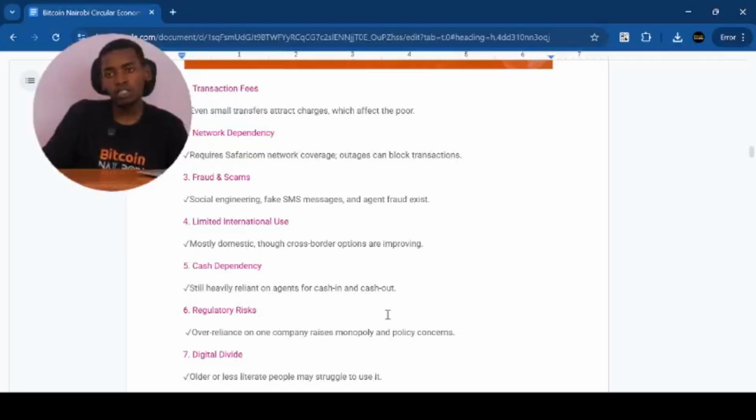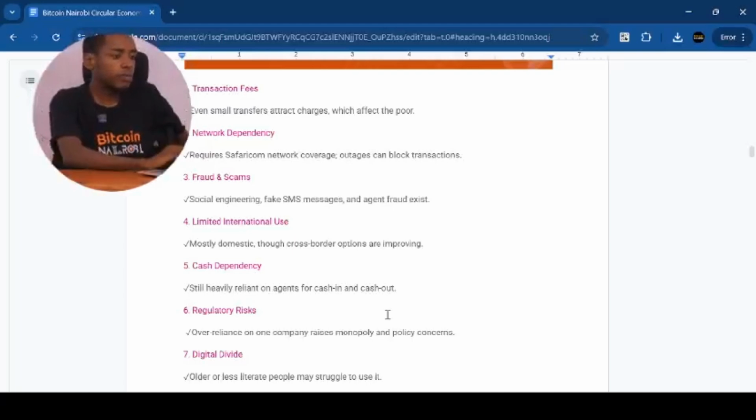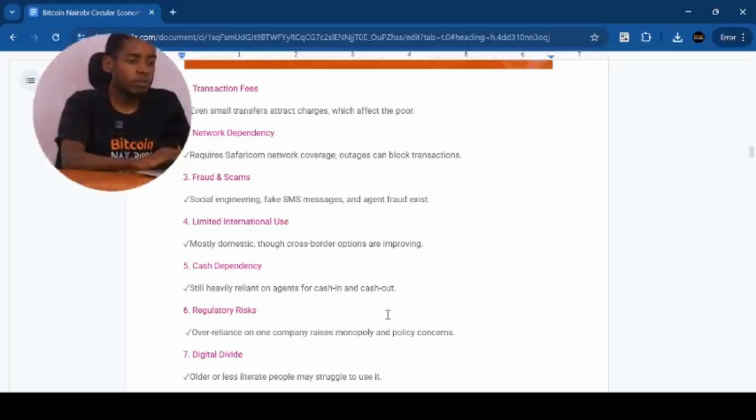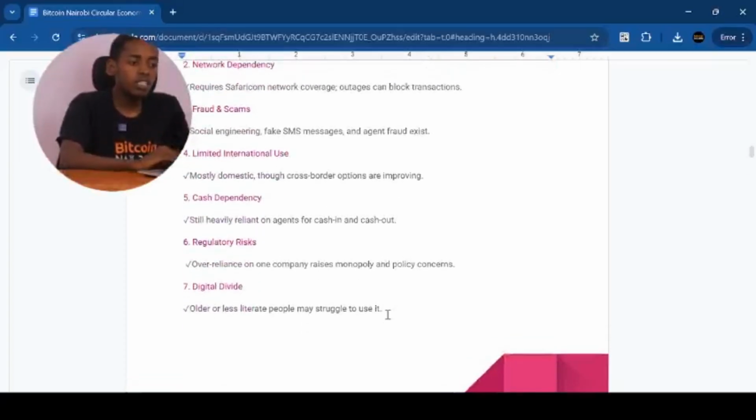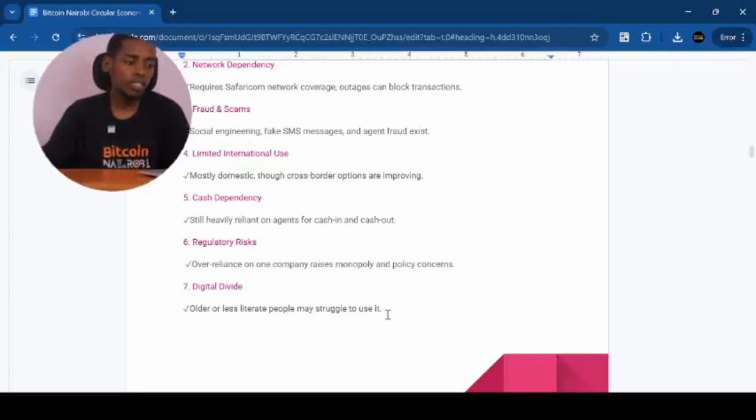So for you to be able to transact using M-PESA, you have to have network coverage from Safaricom. If Safaricom is not working, the transaction is blocked. Or if there is a problem with Safaricom, the transaction is blocked, so you can't transact. Also, there have been frauds and scams on M-PESA using social engineering, e.g. fake messages, and agent fraud risks also exist. You can find an agent who is a scammer who scams your money.